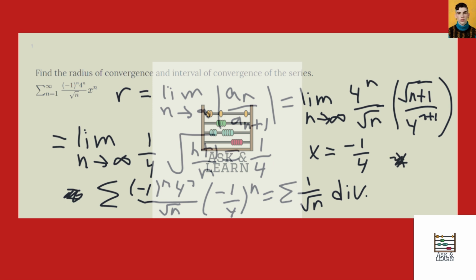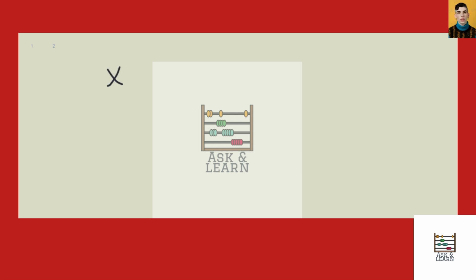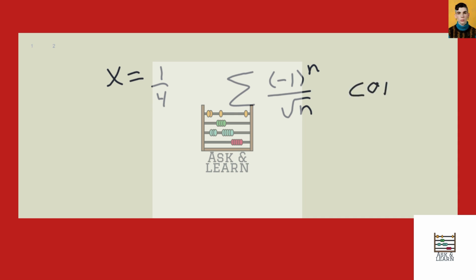And I guess I'll just write this on another page. If x is equal to positive 1/4, you're going to end up with this. The alternating series test tells us that this is going to converge. So -1/4 we have to throw out because that would give us divergence. 1/4 gives us convergence, so we include that, and this is our interval of convergence here.